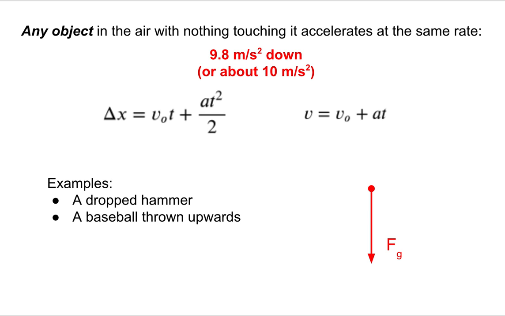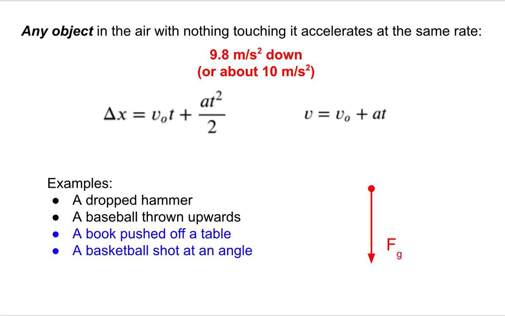Anytime an object only has gravity acting, where we'll ignore air resistance and nothing's touching it, then this is the force diagram, and we can use this value of acceleration. So something dropped, something thrown upwards. But as we'll see soon, it's also going to apply when something is pushed or launched either just straight across or at an angle. So it's going to be a very useful idea as we move forward in this unit.